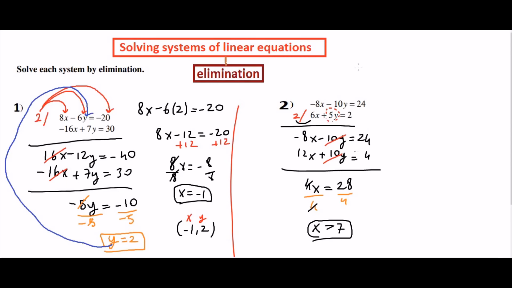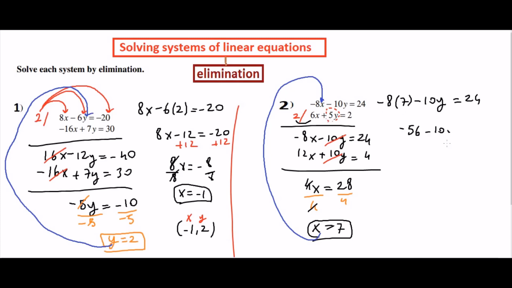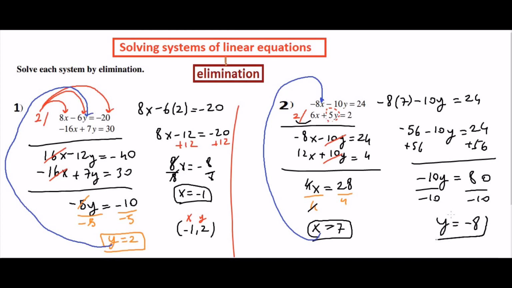Now I know the x value, so I can find the y value. I bring the x value into one of the equations, plug it in and solve for y. So negative 8 times 7 minus 10y equals 24. 7 times 8 is 56. Negative 56 minus 10y equals 24. Now I need to add 56 on both sides. So negative 10y equals 80. Now I need to divide both sides by negative 10. So y will be equal to negative 8. So the solution set is 7, negative 8.